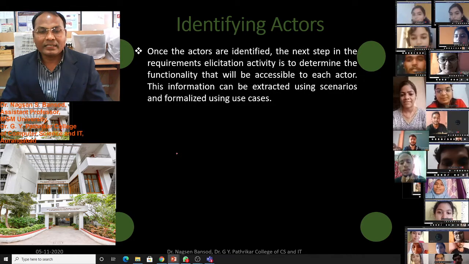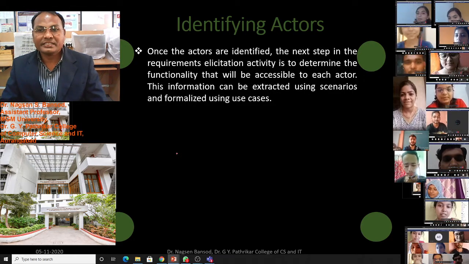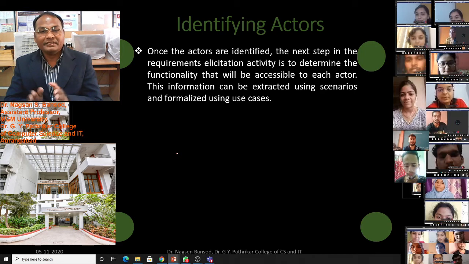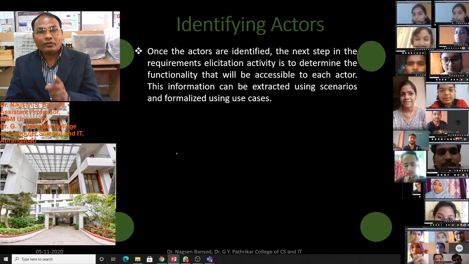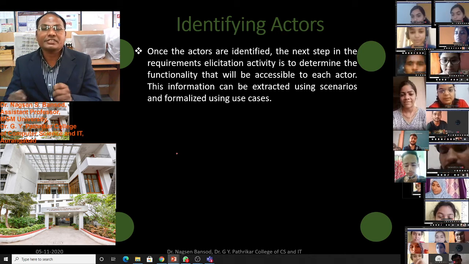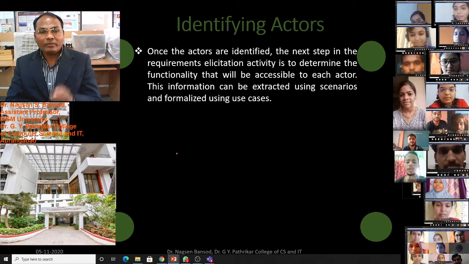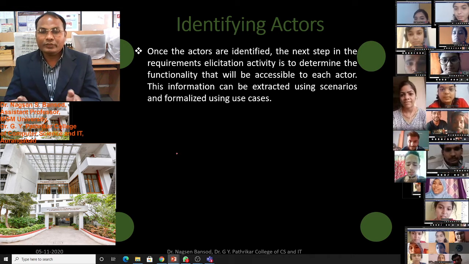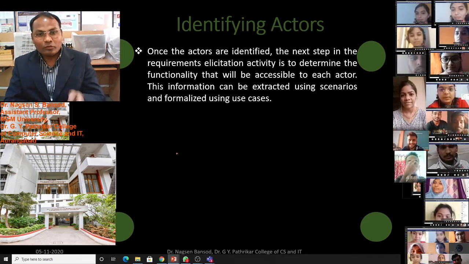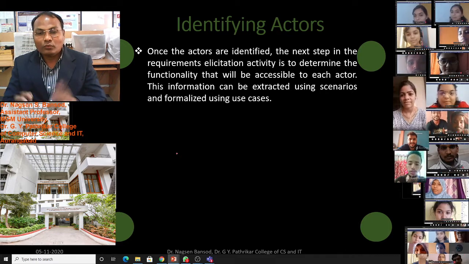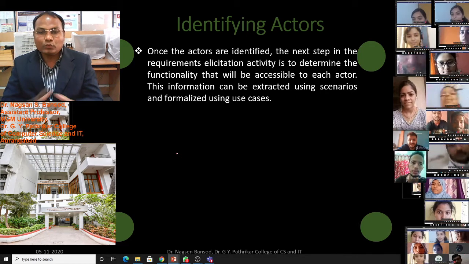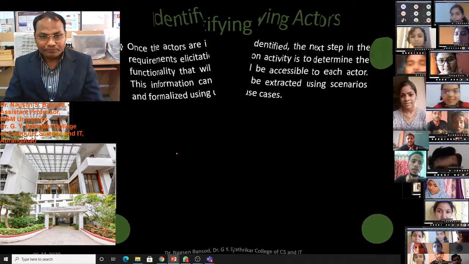Once the actors are identified, the next step is the requirement elicitation activity to determine the functionality that will be accessible to each actor. The information can be extracted using the scenario and formalized using the use cases. Now we are directing towards the scenario.